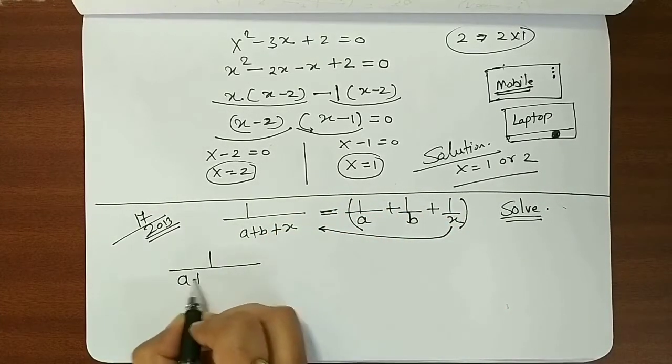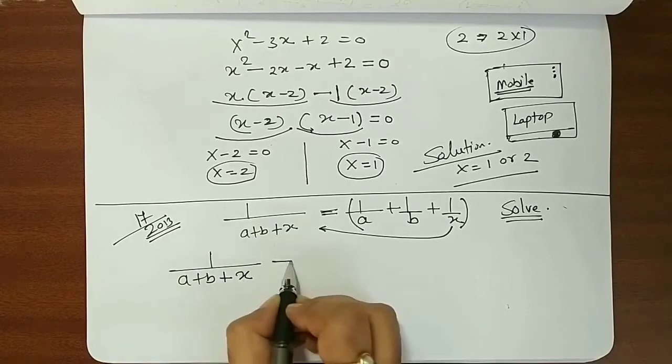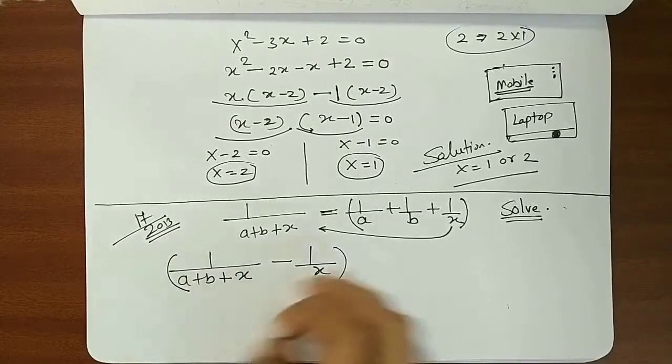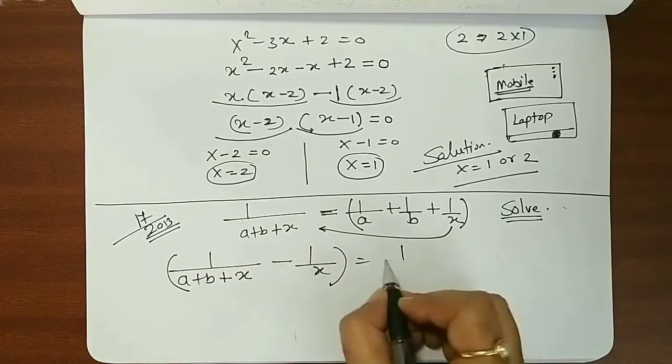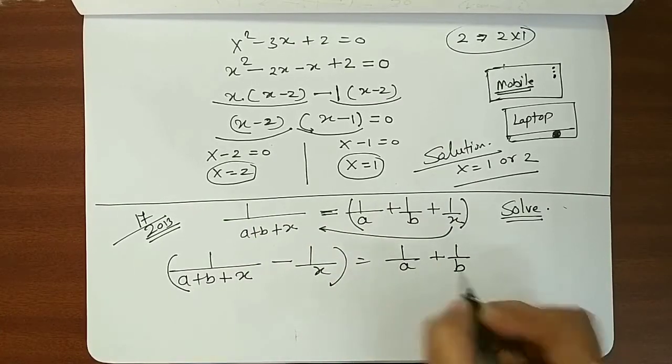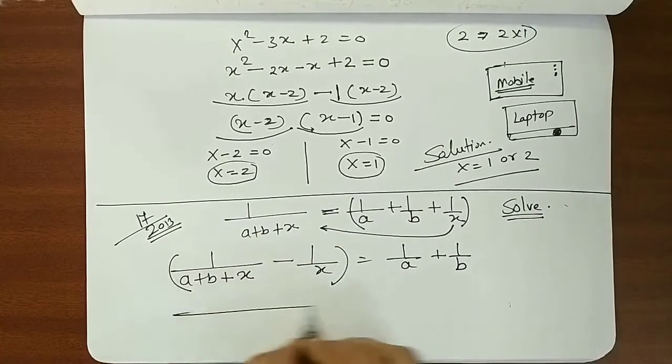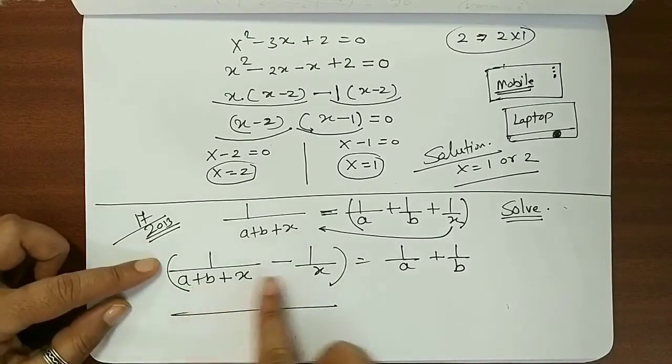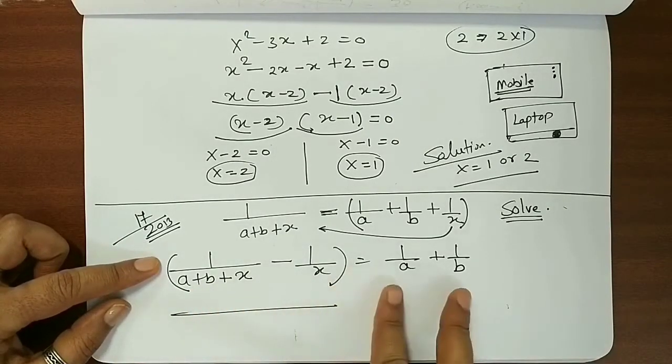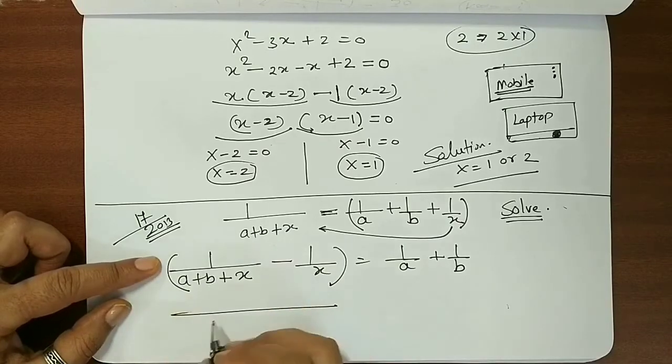So let me take 1 plus, okay, minus 1 by x. See, this became minus here, is equal to 1 by a plus 1 by b. Okay, so now here we will simplify a little bit, and here also. So what is the simplification?